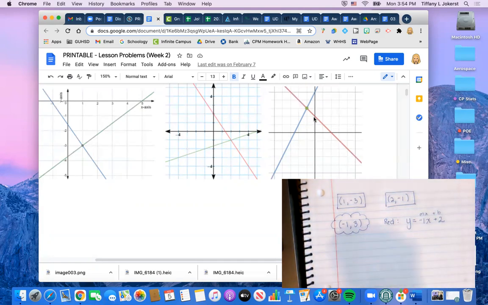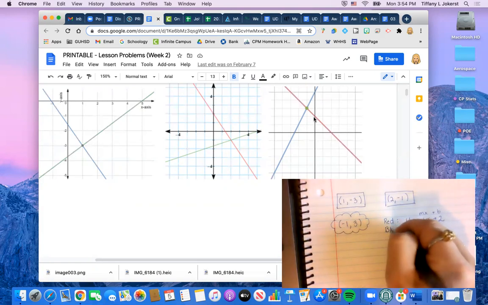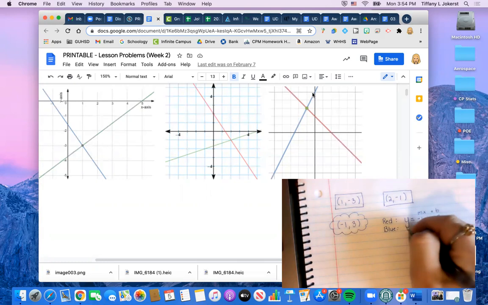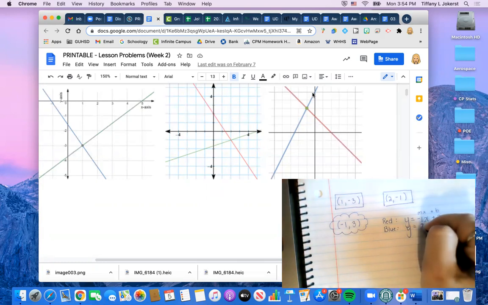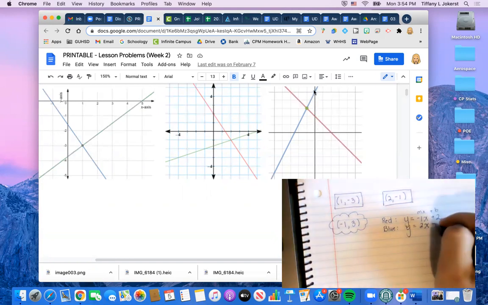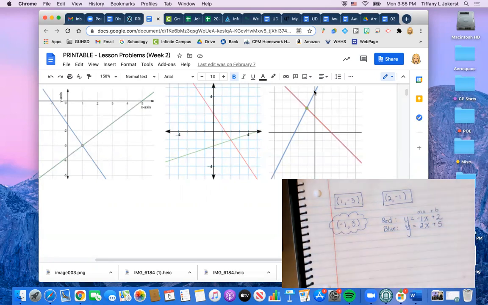Okay. The equation of the blue line. It looks like my y-intercept is at 5, right? But I need to figure out what my slope is. Well, from that point to that point to that point, I'm going up 2 over 1, up 2 over 1. So I get y is equal to 2 over 1, which is just 2x, okay? Then plus 5, because that's my y-intercept.